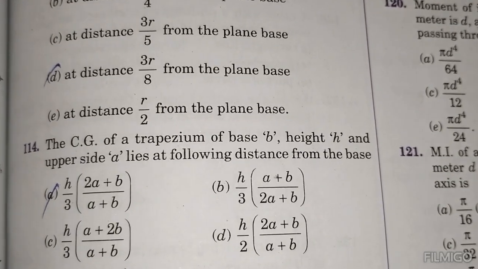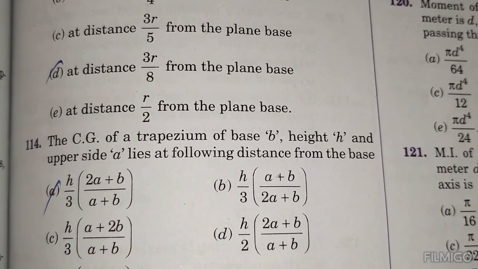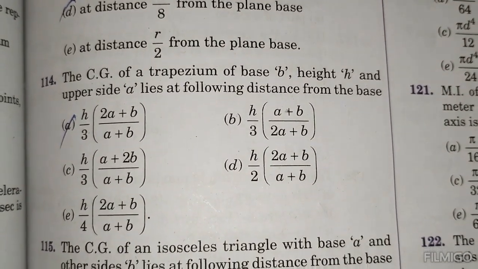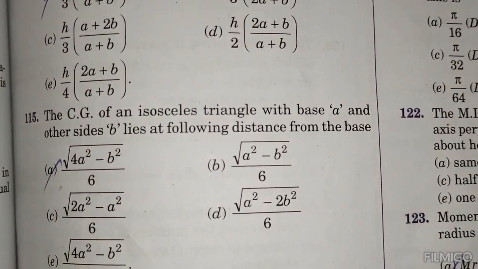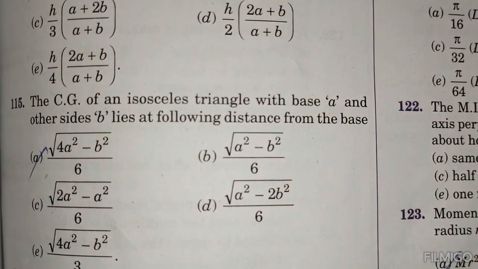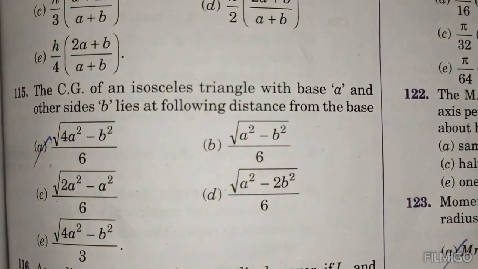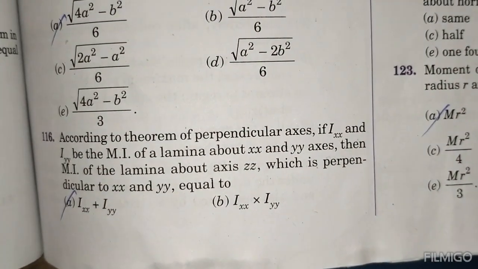The center of gravity of a trapezium of base, height h, upper side a, lies at the following distance from the base: h by 3 times 2a plus b by a plus b. The center of gravity of an isosceles triangle with base b, other side a, lies at the following distance from the base: root of 4a square minus b square by 6.